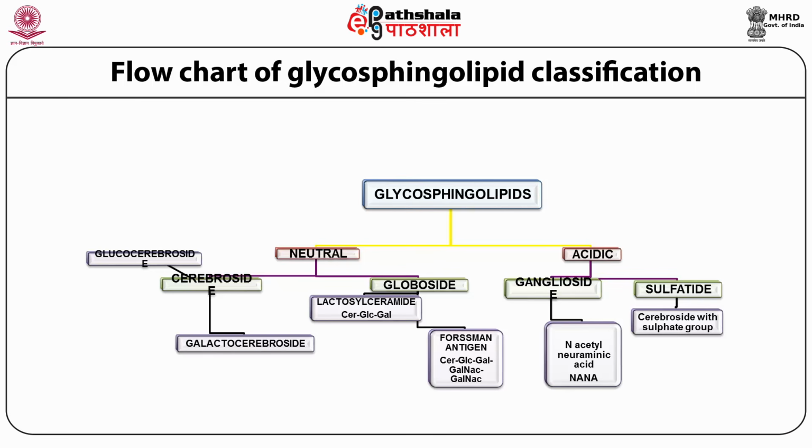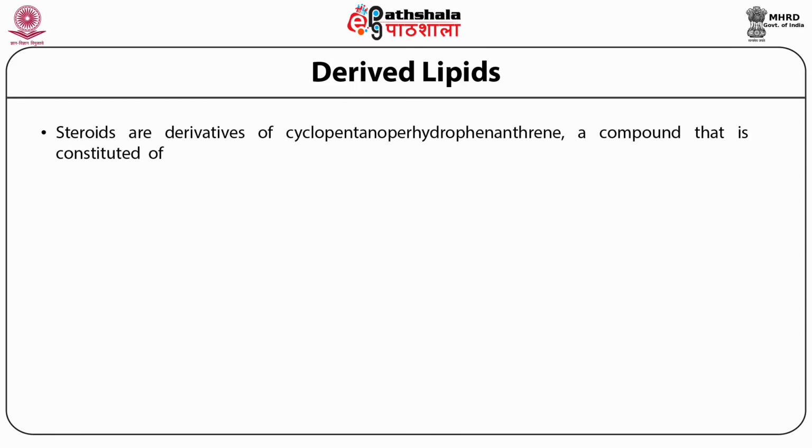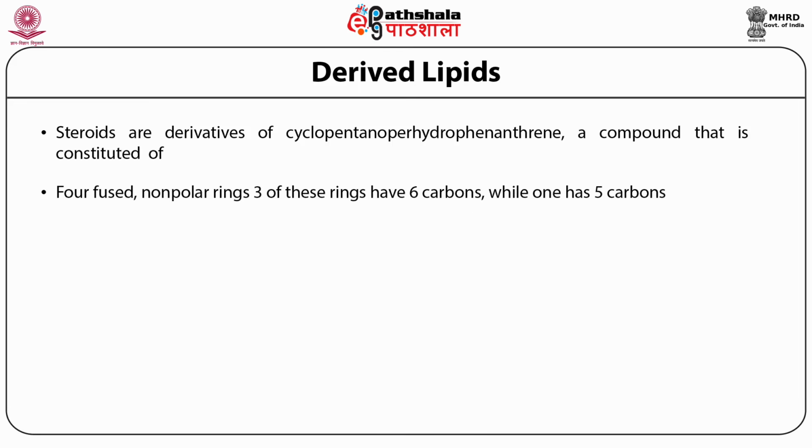Let's now move on to the third subtype of lipids, which are called derived lipids. The steroids are examples of derived lipids. They are derivatives of a compound that is constituted of 4 fused nonpolar rings.